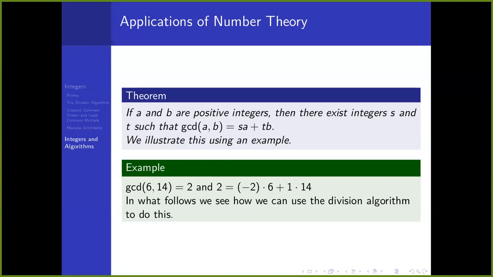So now we show this using an example. We have these two numbers. The two numbers are 6 and 14. And we know that the greatest common divisor of 6 and 14 is 2. And we can see that it's possible to write 2 as -2 times 6 plus 1 times 14.